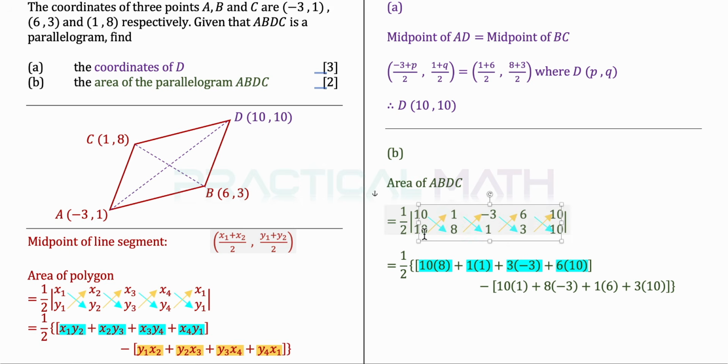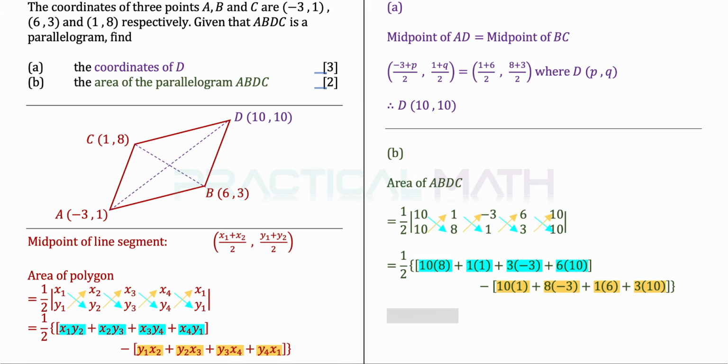So we multiply upwards. 10 times 1 will be here. 10 times 1. 8 times negative 3. 8 times negative 3 like this. Followed by 1 times 6. And you also have a 3 times 10. Alright, once you have this, you close every single parenthesis you have inside the statement, and you can then press the calculator. So when you press the calculator, this will be the answer.